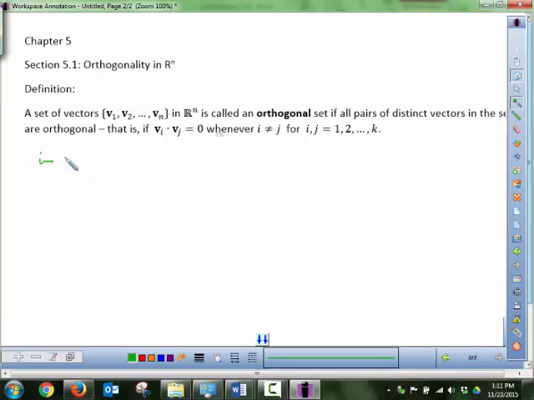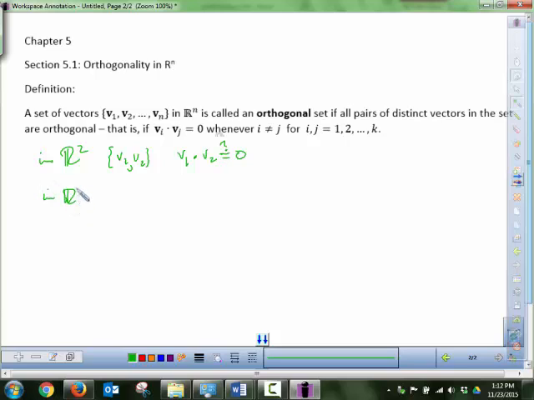So let's say you're in R3, and then I give you 3 vectors in R3. Or let's just say you're in R2. How many dot products do we have to check? So in R2, these are your vectors, V1 and V2. So I need to take 2 dot products to check? No. 1. V1 dot V2 is the only check that we need to do. Right?